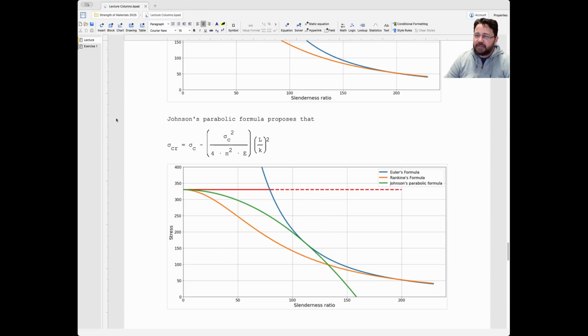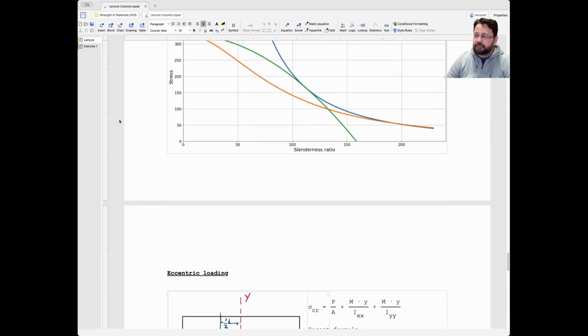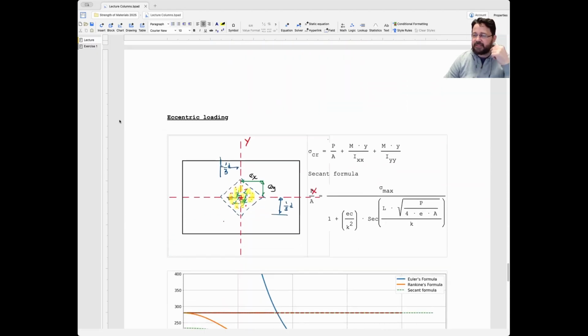And yeah, let's go up before jumping to the exercise. So eccentric loading. What does eccentric loading mean? If I look at the column from the top, I'm supposed to apply the axial force here. Let me use another color like this one here. This is supposed to be the application of the axial load, but it could be here, it could be here, it could be here, depending on the flaws in the construction process.